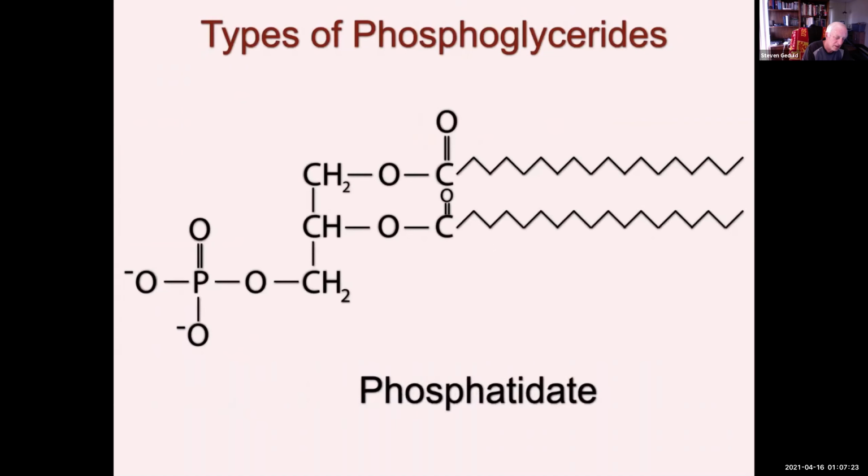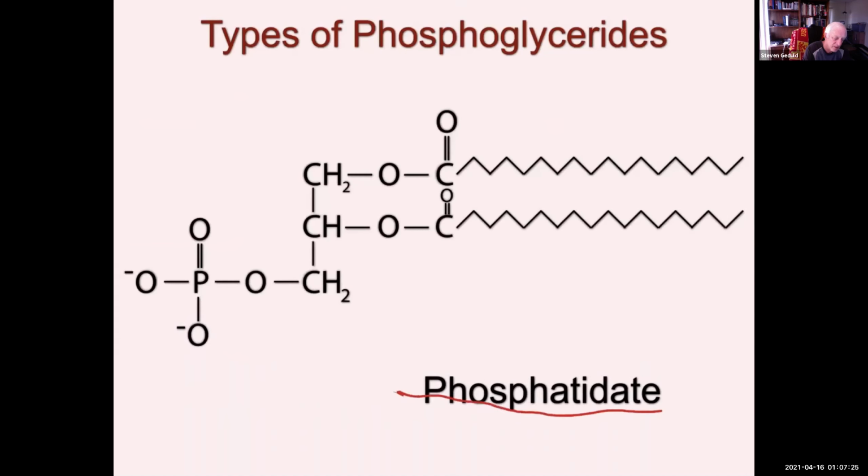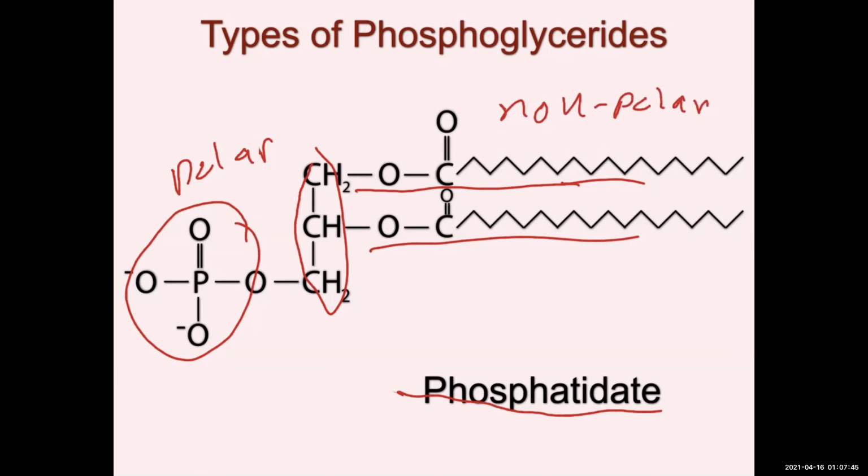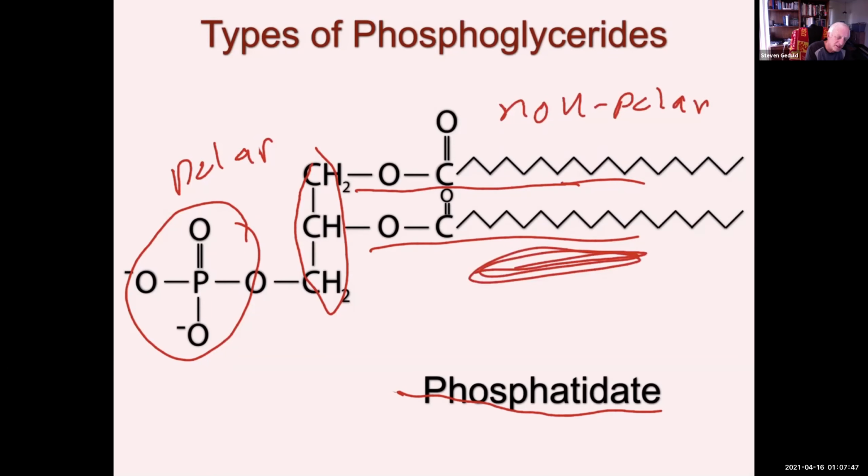This is phosphatidate. You can see this is your glycerol structure here. These are your ester groups with your long chain fatty acids. And this is your phosphate group. This is your polar end. So you have a polar end, hydrophilic, and a nonpolar end, hydrophobic. This nonpolar end forms the inside in the micelles, and the polar end forms the outside.